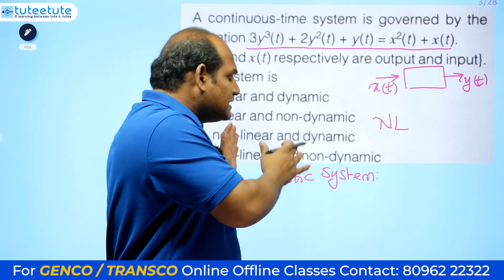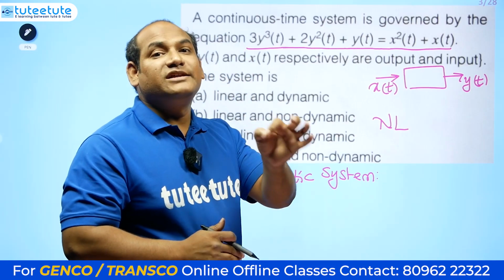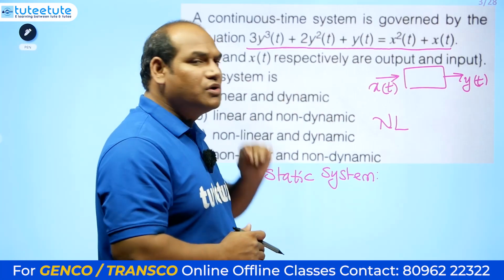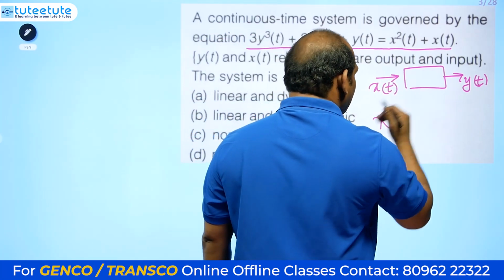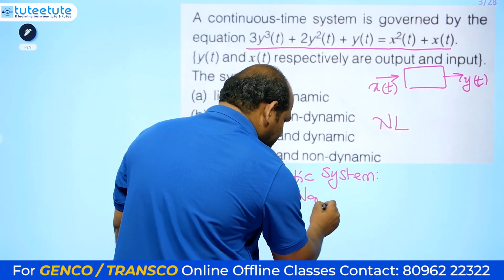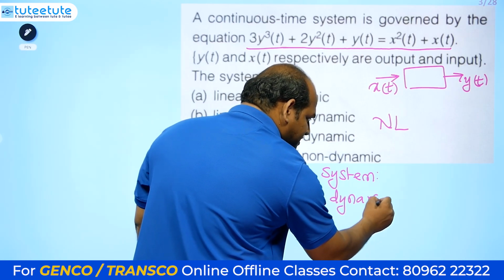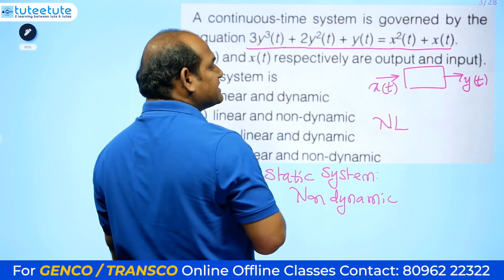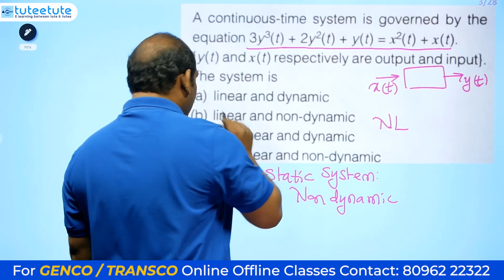So in this given system, the present output depends on the present input only. That is what you need to understand. It depends upon the present input only, which means it is a static system, that means a non-dynamic system. So the given system is non-linear and non-dynamic. So option D is the correct option.